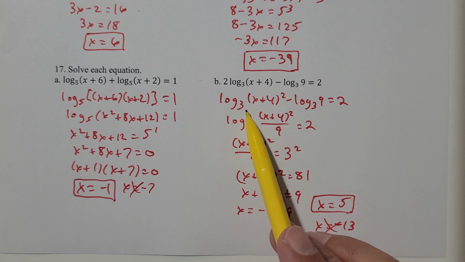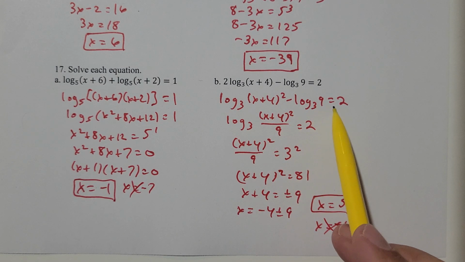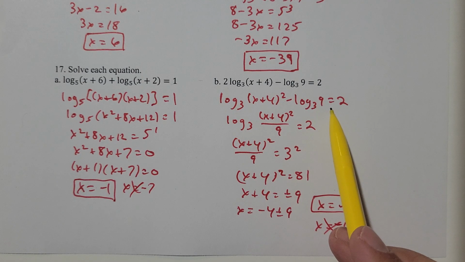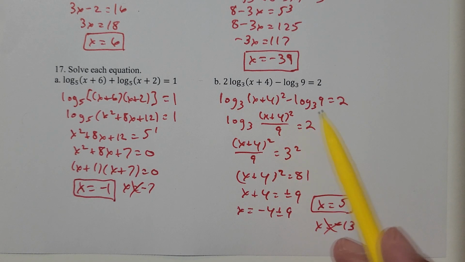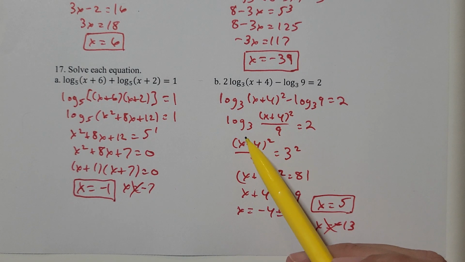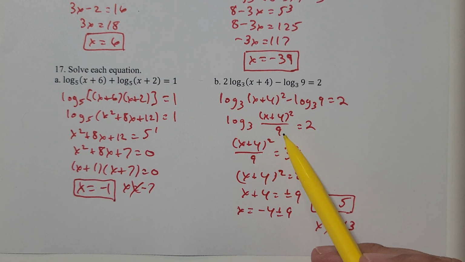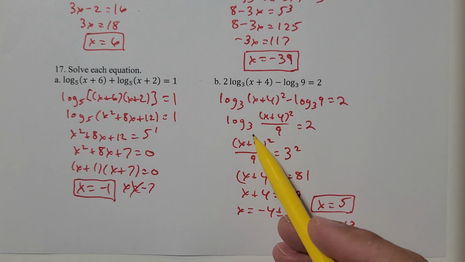Okay, so I'm going to have log base 3 of x plus 4 squared minus log base 3 of 9, that's equal to 2. Now I'm going to use log law 2, and I'm going to divide these two terms inside a single logarithm. So I've got log base 3 of x plus 4 squared divided by 9, that's equal to 2. And then I would say let's use the definition of a logarithm, and let's get rid of this logarithmic notation here that we see.